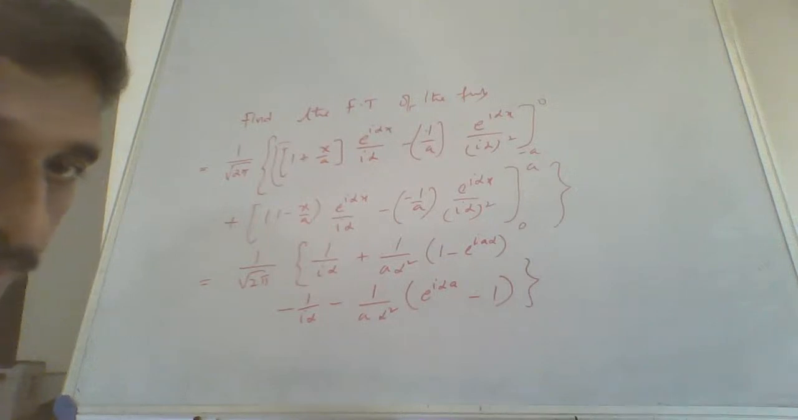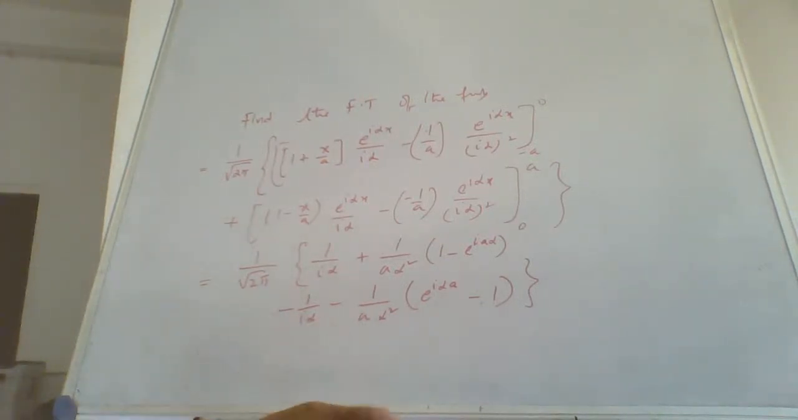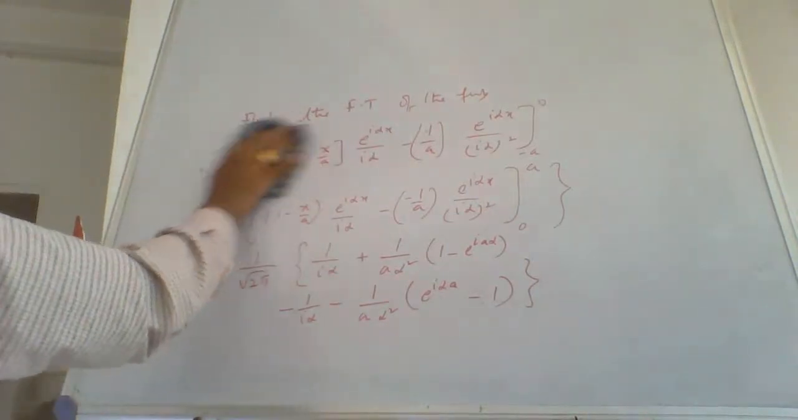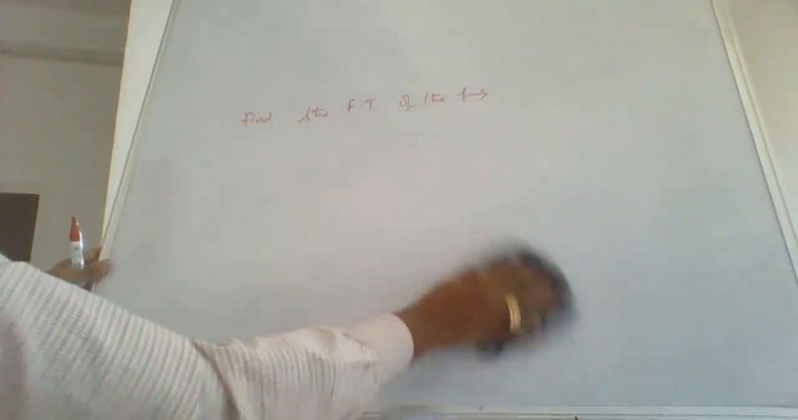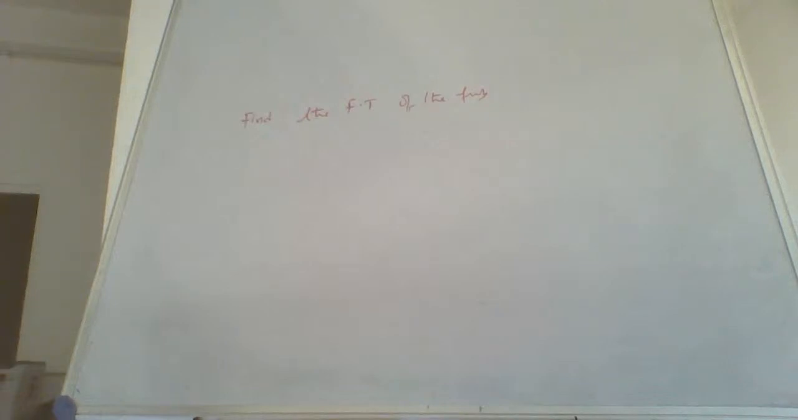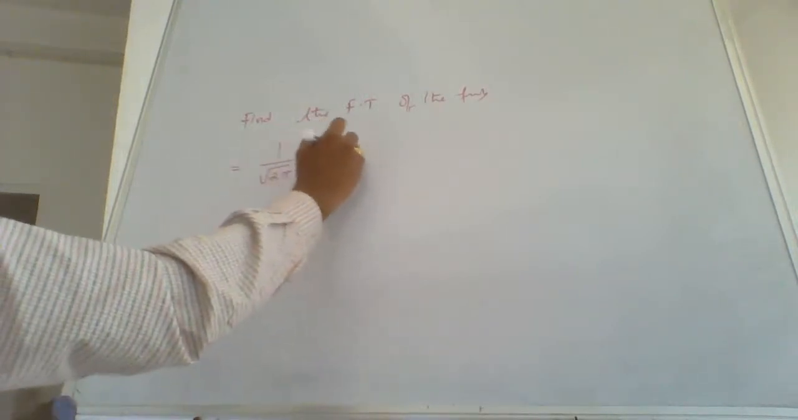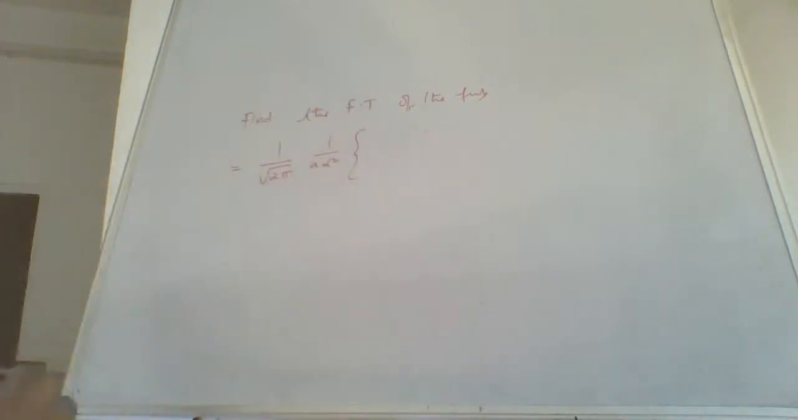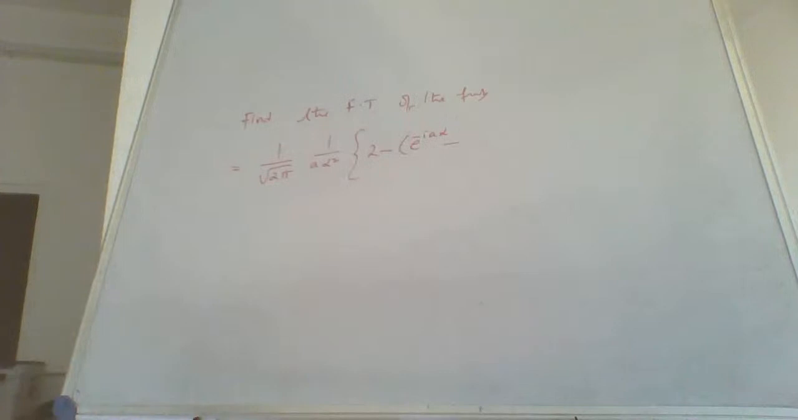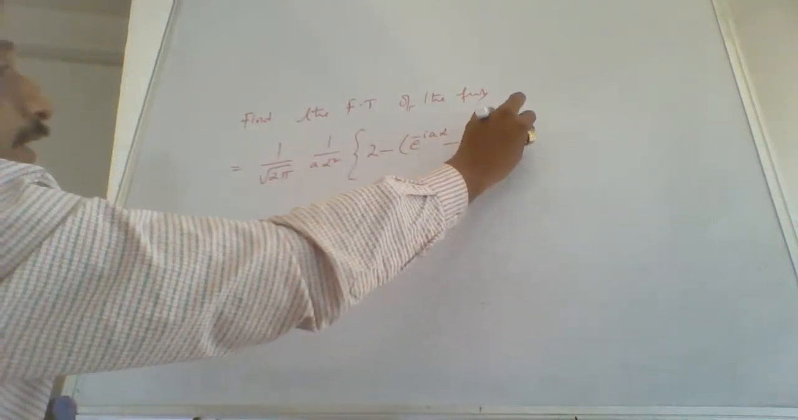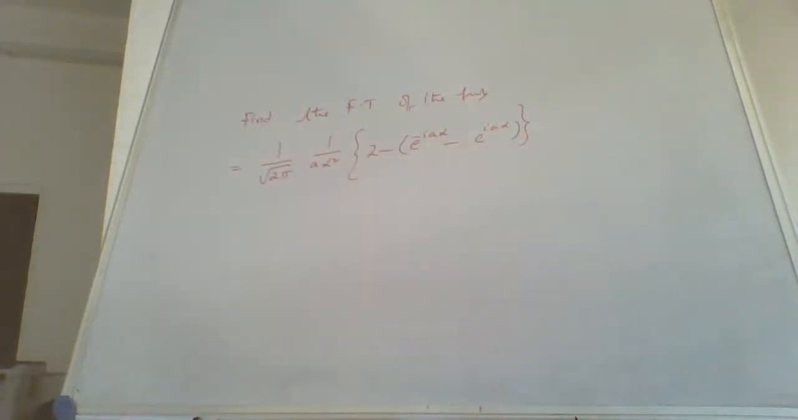Any queries? No. So let me try to continue solving this problem. Okay. So this is 1 by root 2 pi. Okay. So this is 1 by a alpha square. Close the curly brace, open that curly braces. This is 2 minus e to the power of i a alpha. This is minus, and we'll have e to the power of i a alpha plus. Close the braces. Okay. So minus, we'll get this as plus.